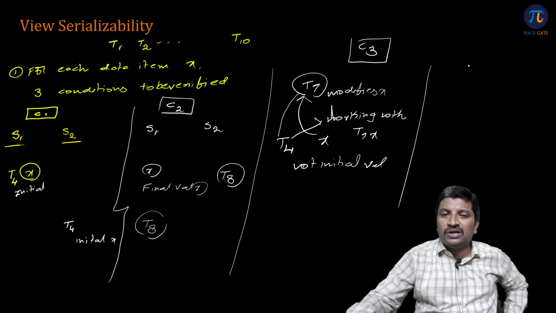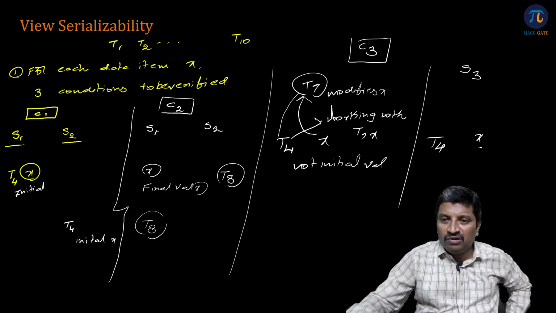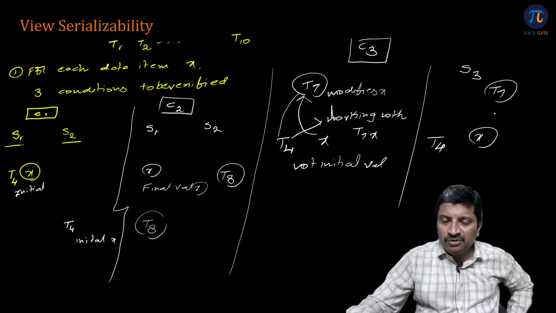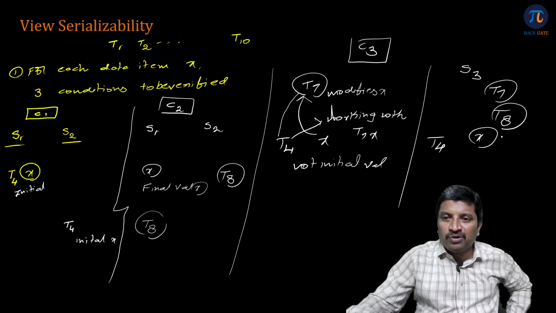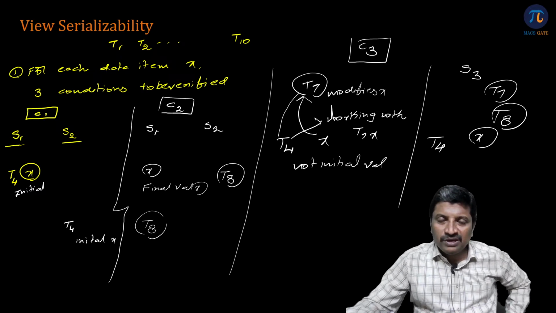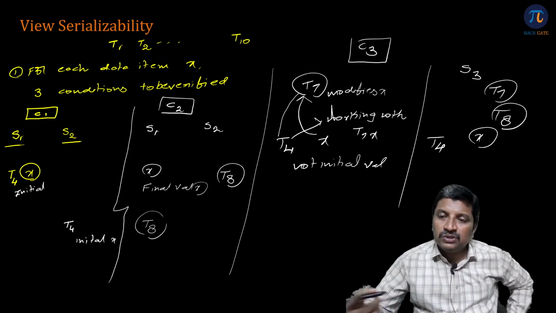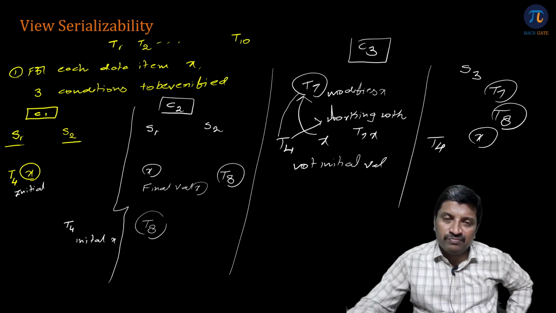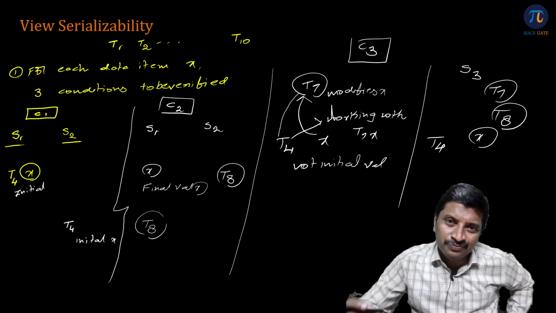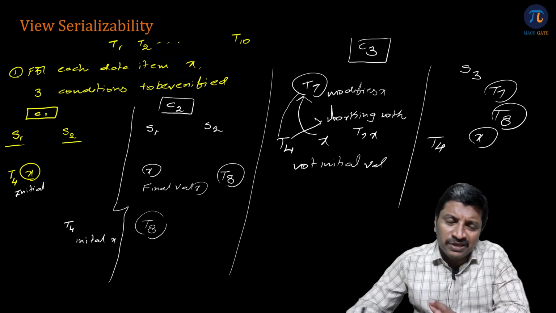In schedule 2 also the same should happen. T4 should work with a value of X modified by T7. In between these two, suppose some T8 modified the value of X, then T4 should not work with it. Because for T4, who is the supplier? T7. So here also we have T7. When coming to view serializability, it may seem flimsy to understand, but please understand it.